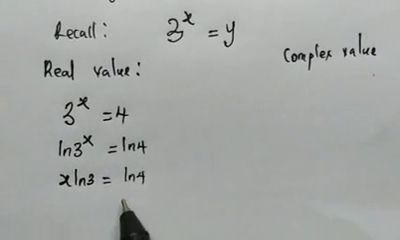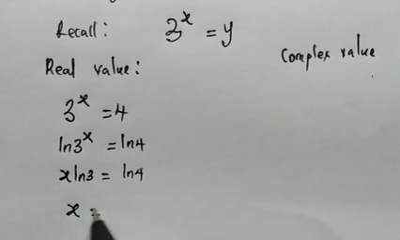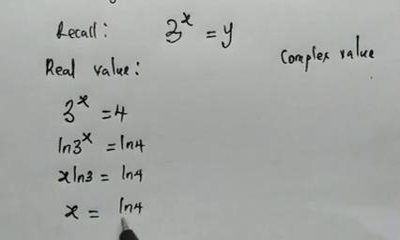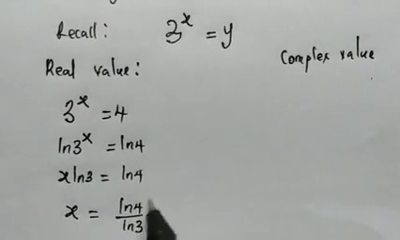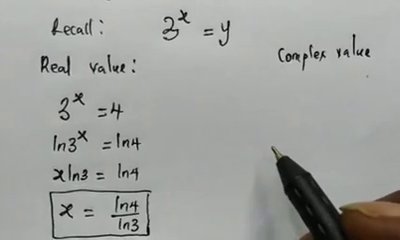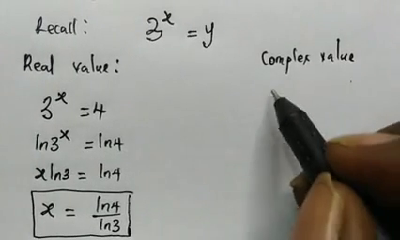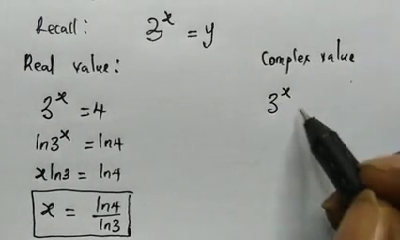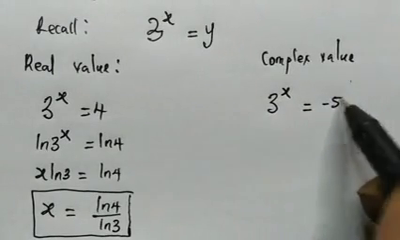Divide both sides by the natural log of 3, and we get our solution that x is equal to the natural log of 4 divided by the natural log of 3. So this is the only real solution to this problem. And for complex solution, we have 3 to the power of x. This is equal to negative 5.